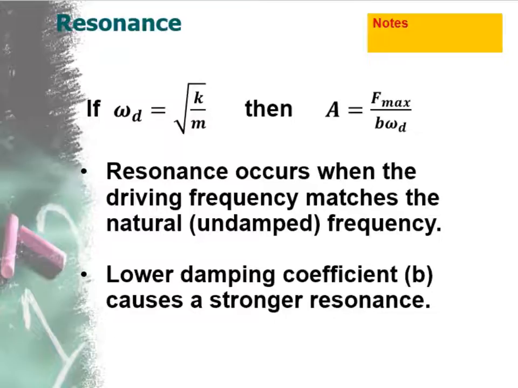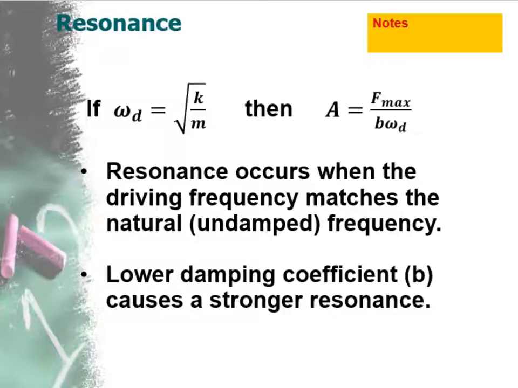It turns out that this resonance occurs if we decide to drive this system at its natural undamped frequency. So if the driving frequency, if we set that driving force so that it's operating at the same frequency as the square root of k over m, then we can increase this amplitude by a huge factor. And that phenomenon is called resonance.